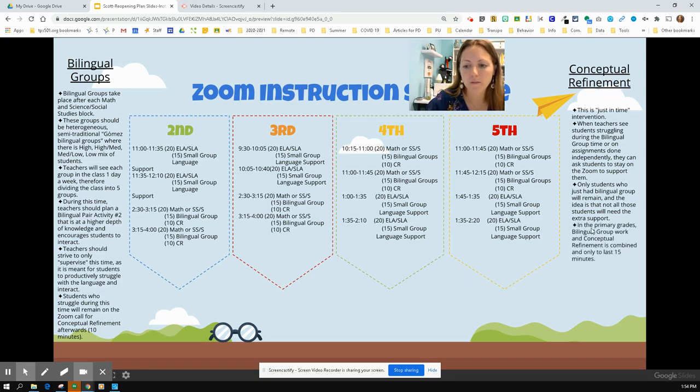So in the primary grades, bilingual group work and conceptual refinement is combined to last 15 minutes altogether. So they might schedule a bilingual group activity for the first 8 minutes and then use the remaining 7 for conceptual refinement, but it's kind of fluid and flexible.